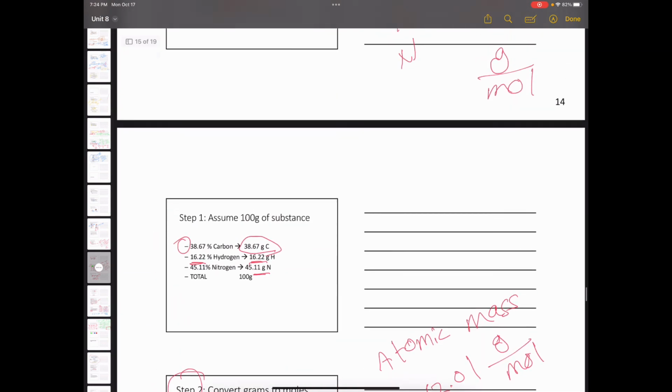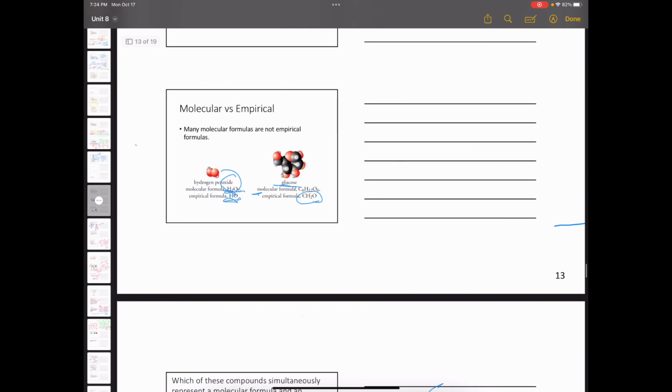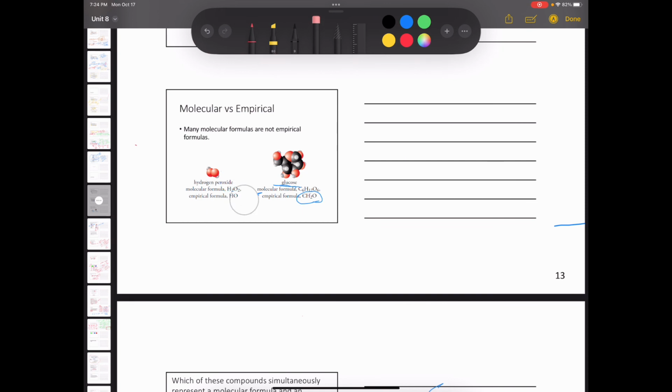So where is the hydrogen peroxide? So when we are talking about the hydrogen peroxide, delete this one. So the molecular formula, this one right here, will have a different mass than the empirical formula. Don't you agree? Because with the molecular formula, you have two hydrogens and you have two oxygens.